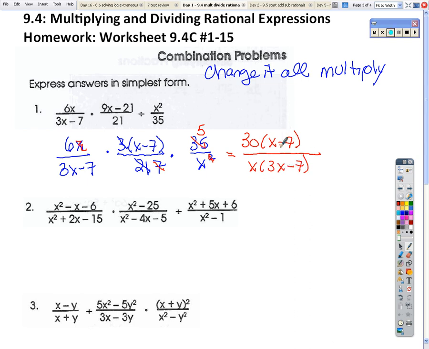Do not be tempted to cancel anything with these minus 7s, because you cannot cancel just that negative. You have to cancel a whole factor.